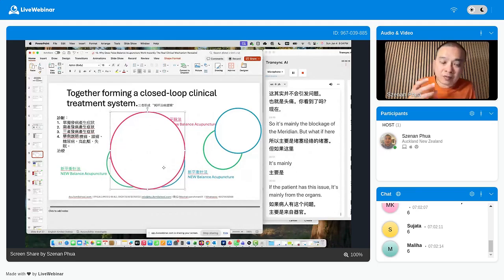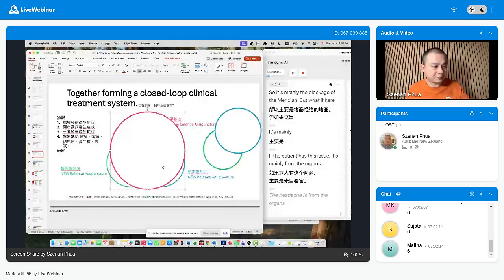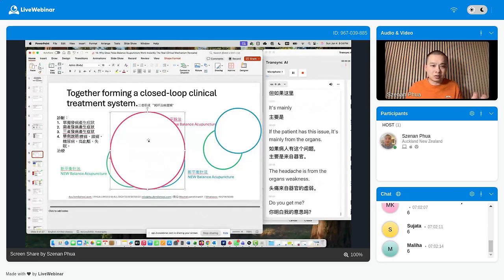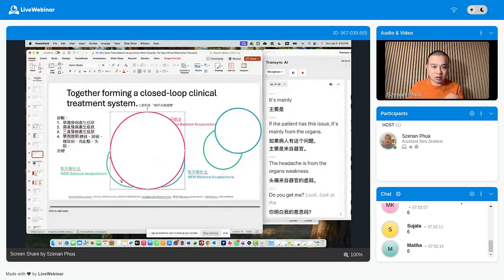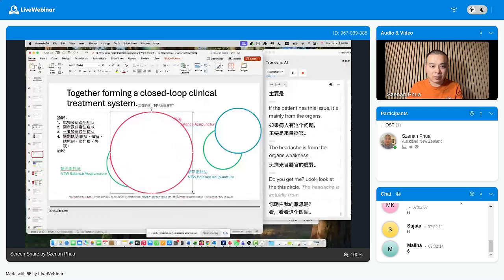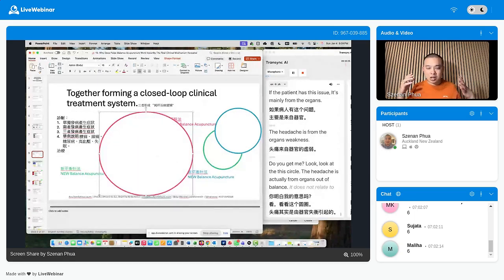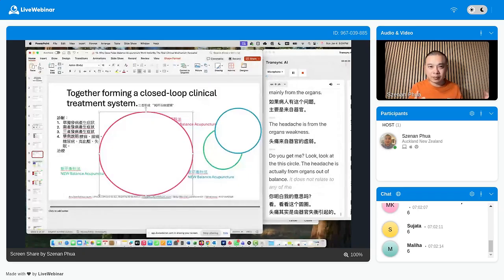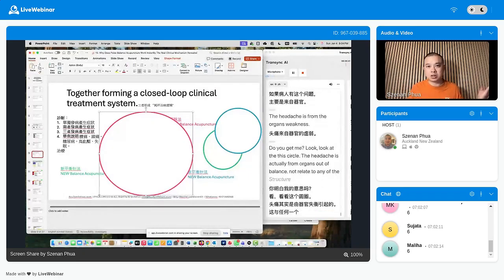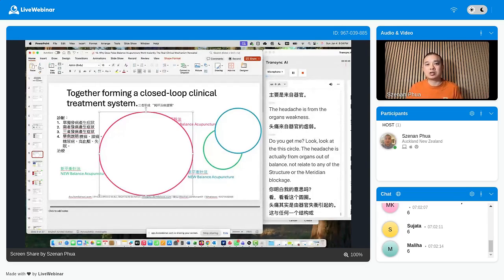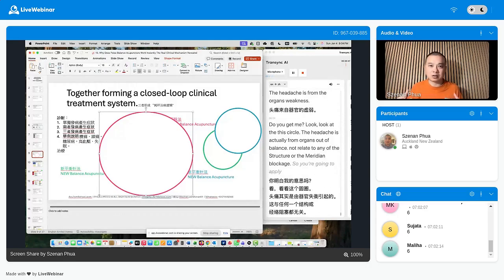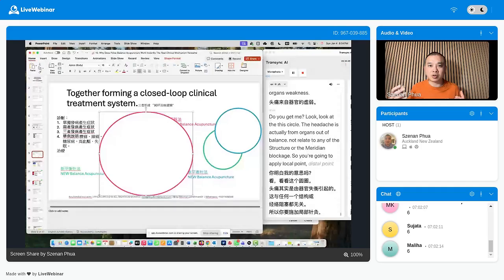The headache is from the organs' weakness. Do you get me? Look at the circle. The headache is actually from organs out of balance. It does not relate to any of the structure or the meridian blockage. So you're going to apply local point, distal point, but you don't know how to take the pulse.